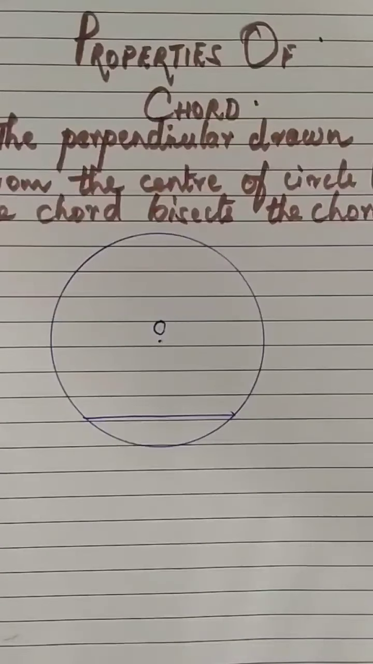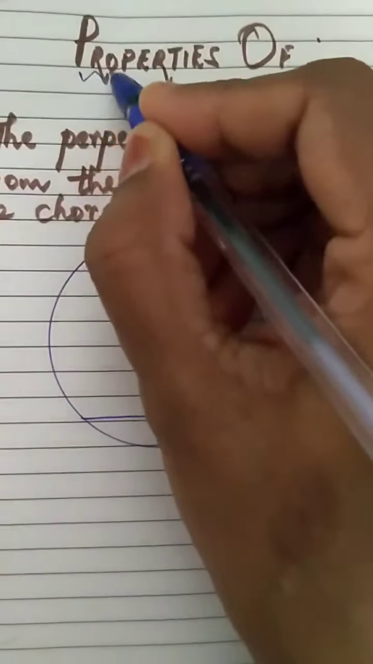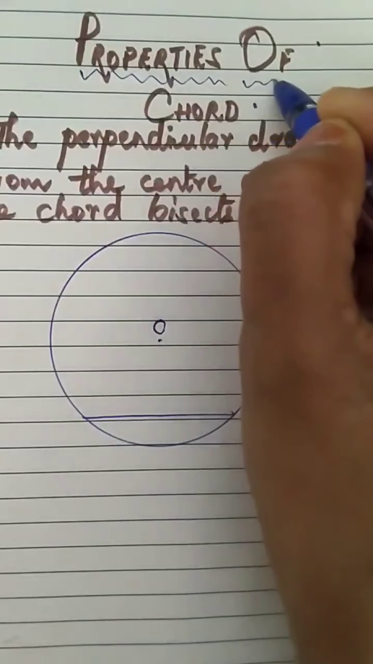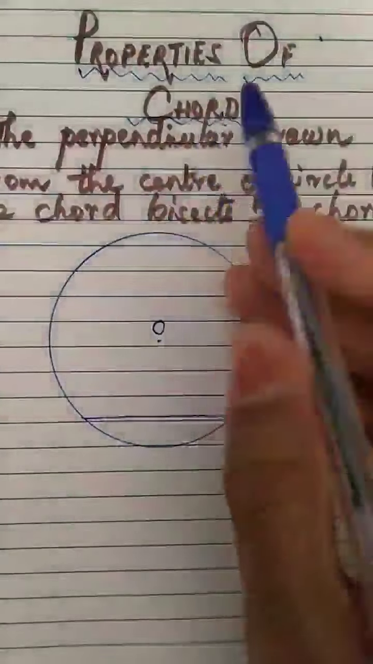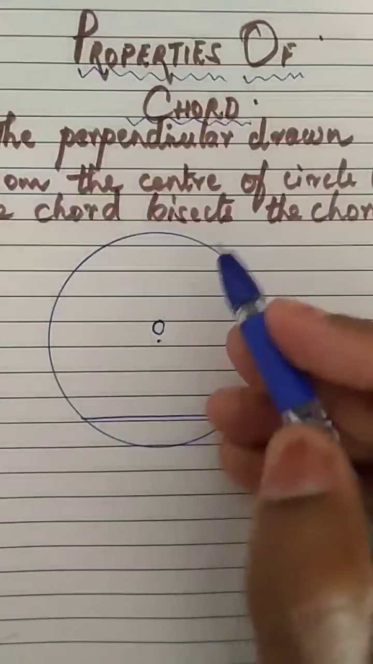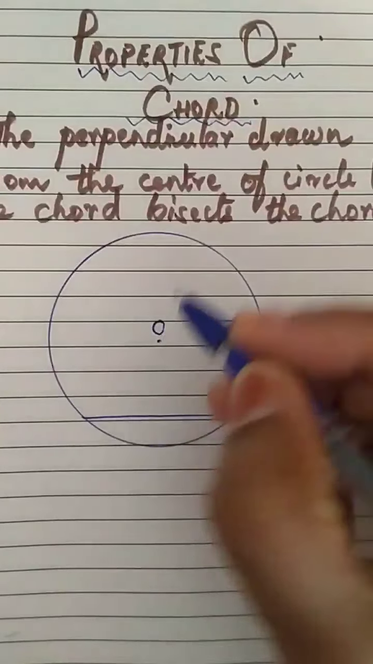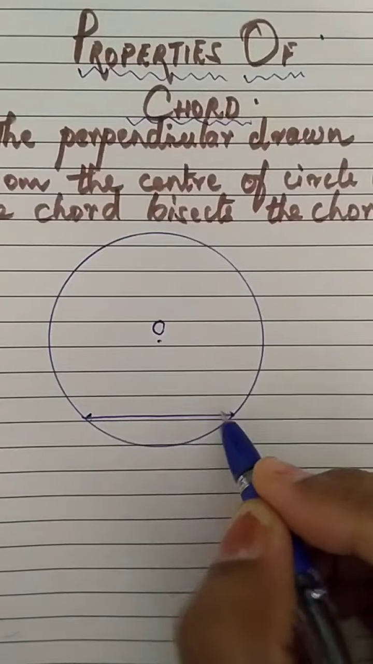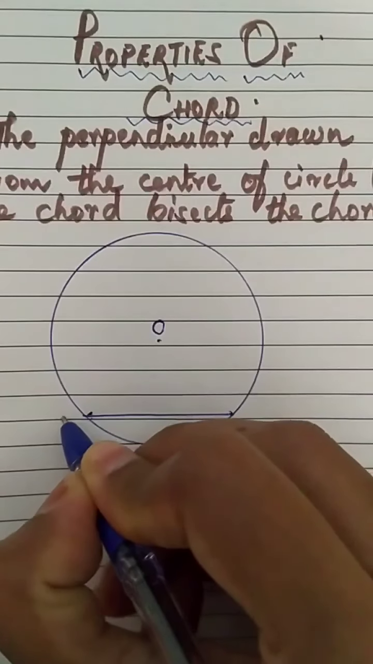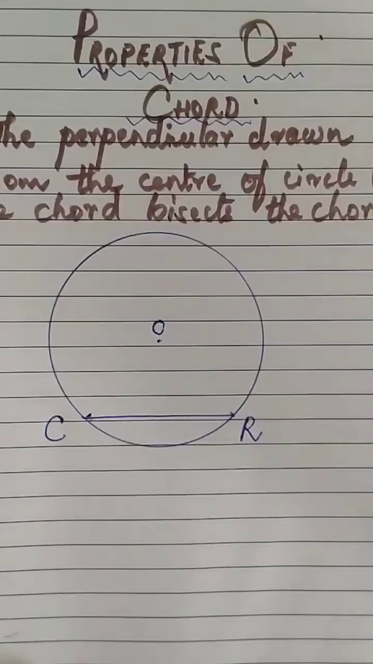Now let us discuss the properties of chord. After discussing about what is a chord, what is the name of the longest chord, let us discuss the properties of a chord. The first property is, as you can see in this figure, I have drawn a circle, center is marked, and what is this? Segment which joins any two points on circle, it is a chord. So I'll name this chord as CR. Okay, the chord is CR.